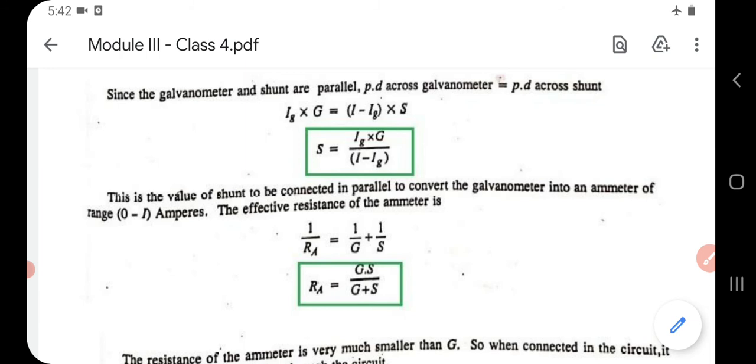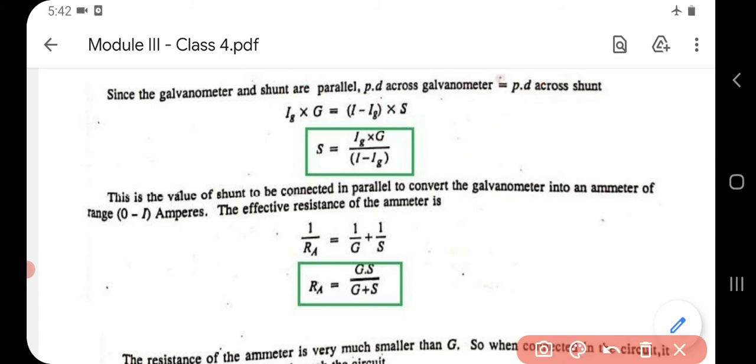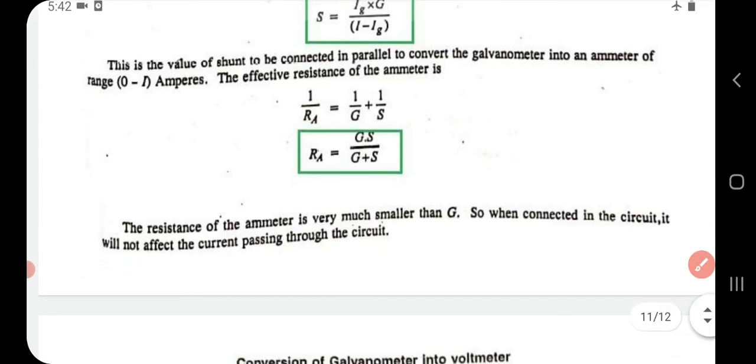Now the effective resistance of the ammeter, there is another expression. It is given by Ra equal to GS by G plus S. G is the resistance of the galvanometer, and S is the shunt resistance that we connected in parallel with the galvanometer. Now the resistance of the ammeter is very much smaller than G, so when connected in the circuit, it will not affect the current passing through the circuit.